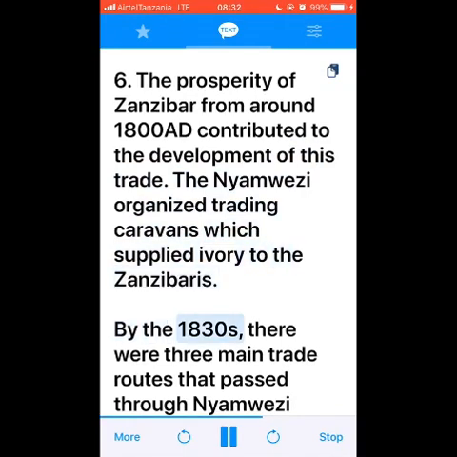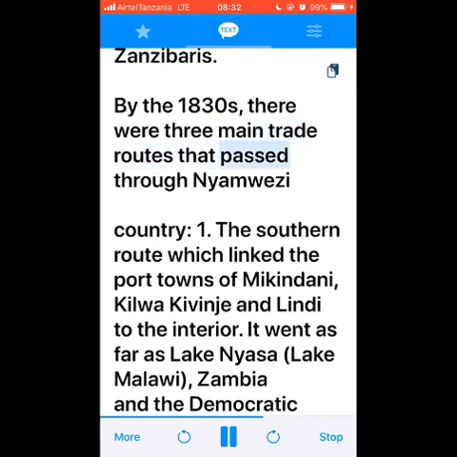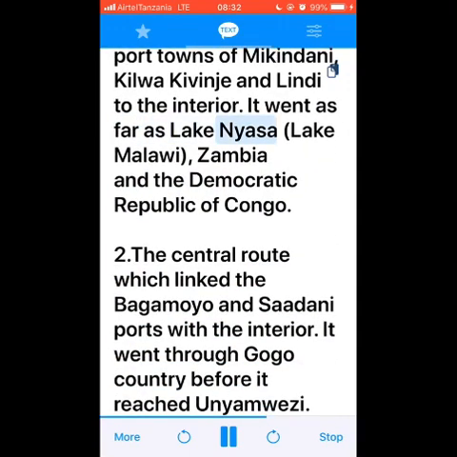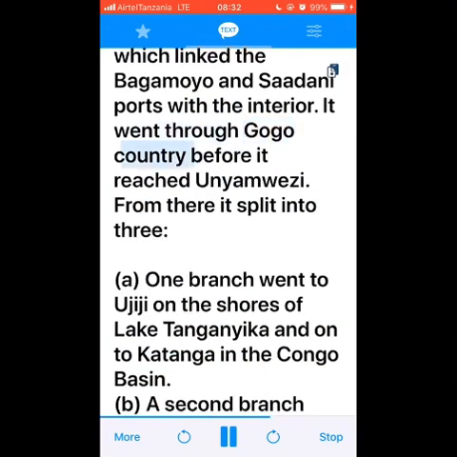By the 1830s, there were three main trade routes that passed through Nyamwezi country. 1. The southern route which linked the port towns of Makindani, Kilwa Kivinje and Lindi to the interior. It went as far as Lake Nyasa, Lake Malawi, Zambia and the Democratic Republic of Congo. 2. The central route which linked the Bagamoyo and Sadani ports with the interior. It went through Gogo country before it reached Wanyamwezi. From there it split into 3.